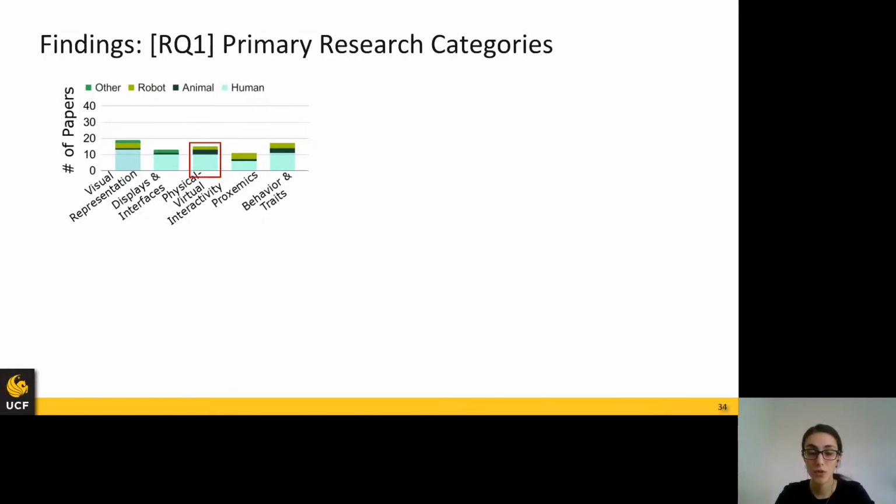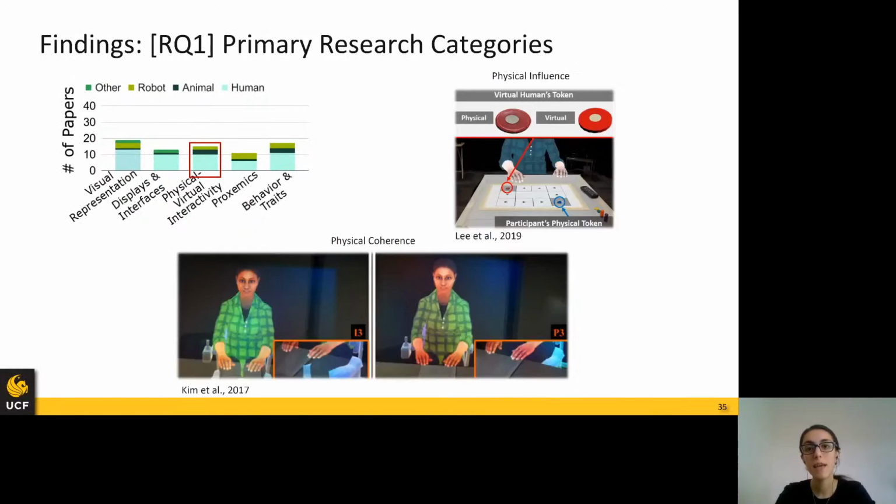Next, it's the physical virtual interactivity category. This category mainly focuses on the ability of agents to influence the physical world or be influenced by it. For instance, an agent being able to move a physical token, and also agents having physically coherent behaviors, such as having appropriate occlusions and walking through doors instead of walking through walls.